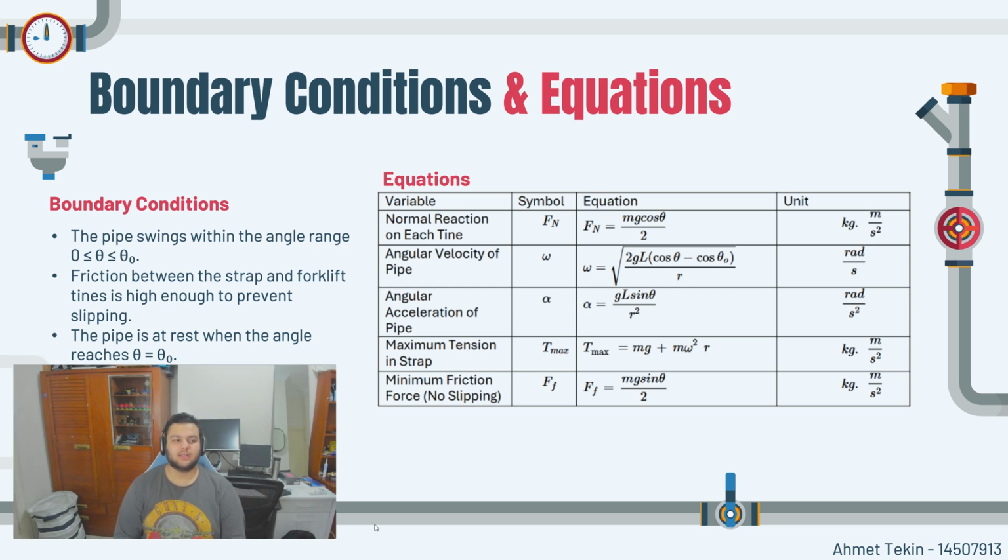In this slide, we'll be talking about the boundary conditions and the final equations. To solve the system, we assume that the pipe swings between 0 and θ0, and there is enough friction at the tines to stop the slipping, and the pipe is stationary at its maximum swing angle. From these assumptions, we develop equations for each physical quantity. As mentioned in the previous slide, there were a couple of formulas that we used to derive and then came up with the final equations in the table on the right side.